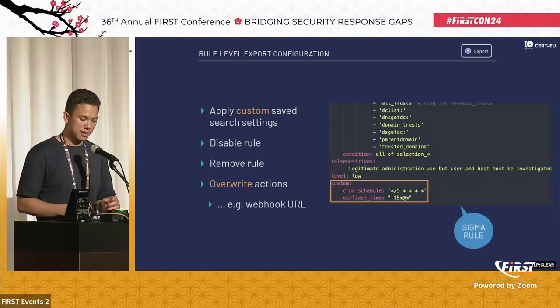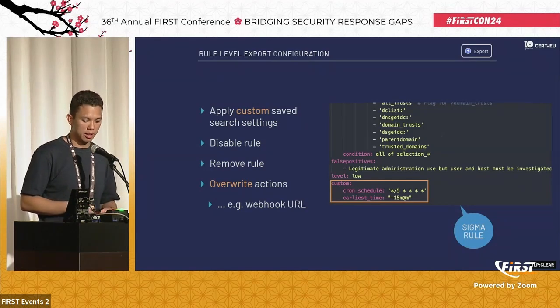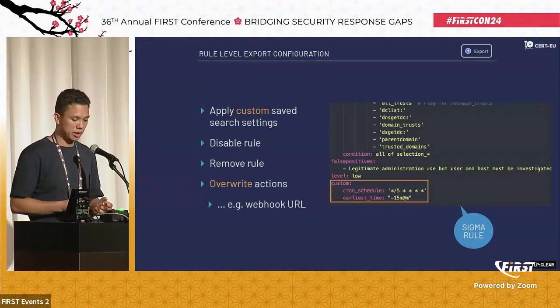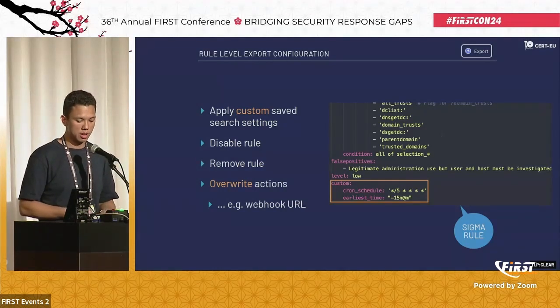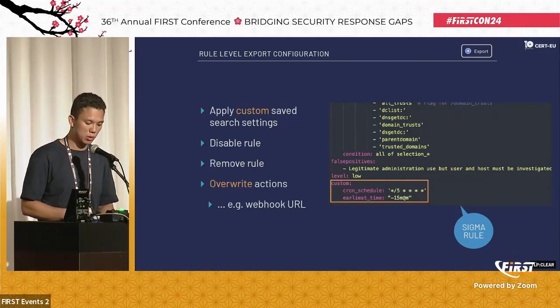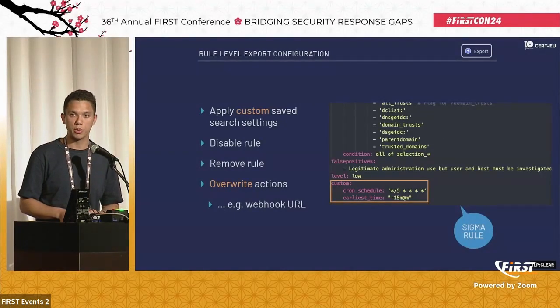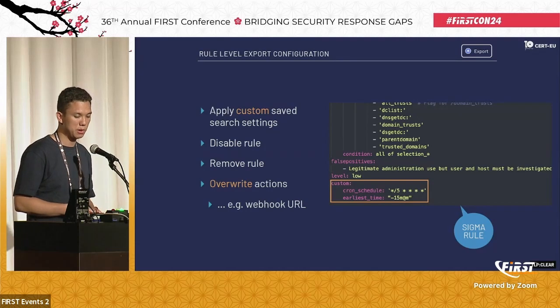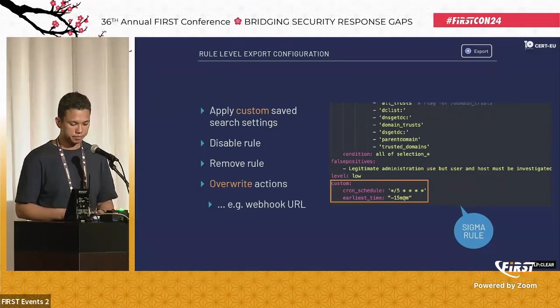In addition to that, we are using the rule-level export configuration. So we apply custom fields on the Sigma rule, and we apply specific Droid settings here. So we can disable the rule, remove a rule, and override some actions. So for instance, webhook URLs, emails, whatever, and that can be replaced using environment variables.